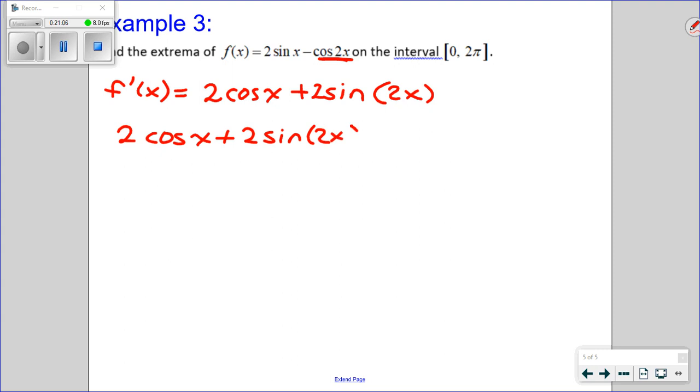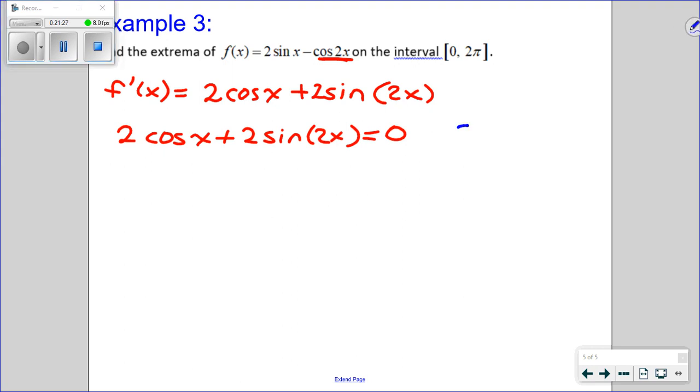All right, now we're going to solve this equation. The way that this equation is right now, it's going to be kind of tricky to solve. But what we can do to make it easier is we can actually use a trig identity.